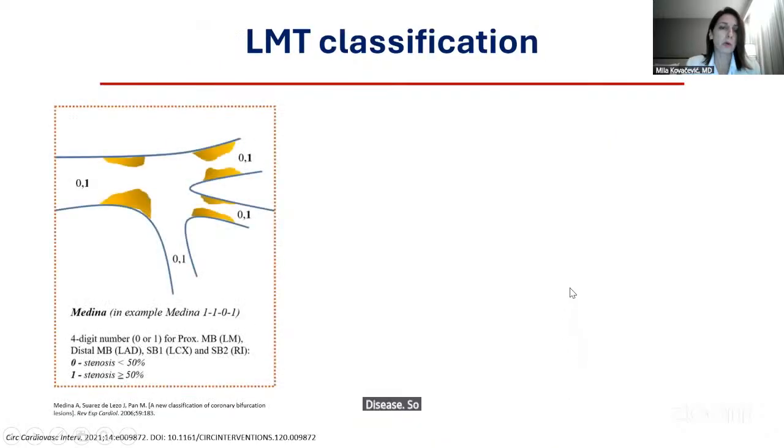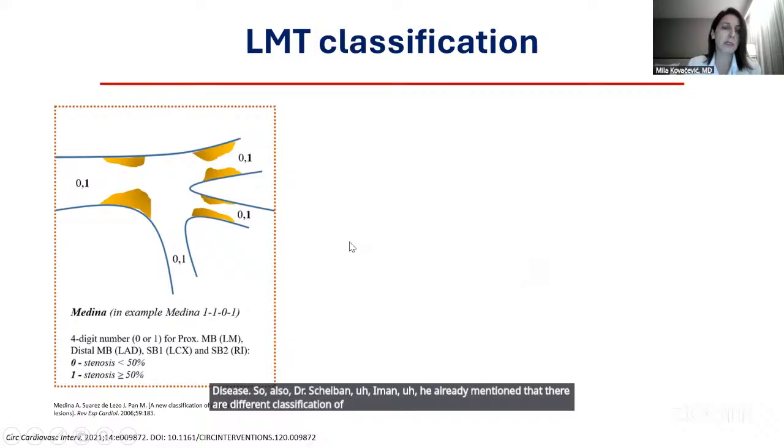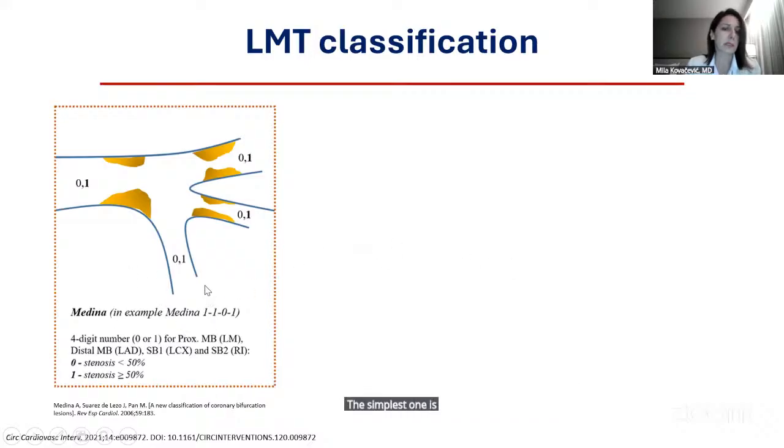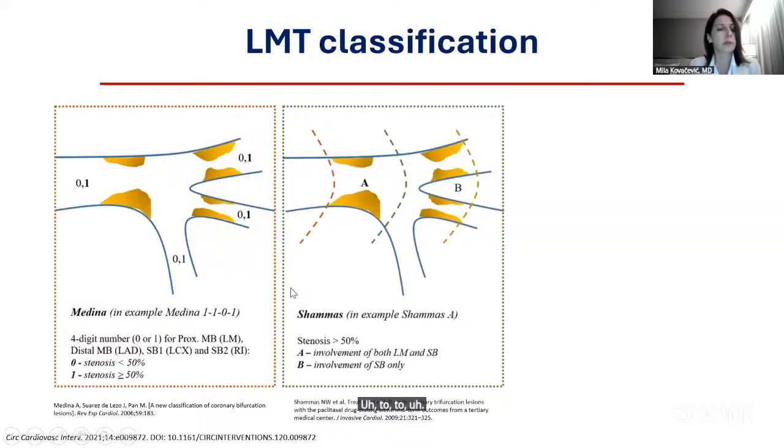So also Dr. Shaiban Imad, he already mentioned that there are different classifications of left main trifurcations. The simplest one is the Medina classification, when we have a 4-digit number, 0 or 1, to mark when there is a significant stenosis more than 50% in either main branch, proximal, distal, or side branches.